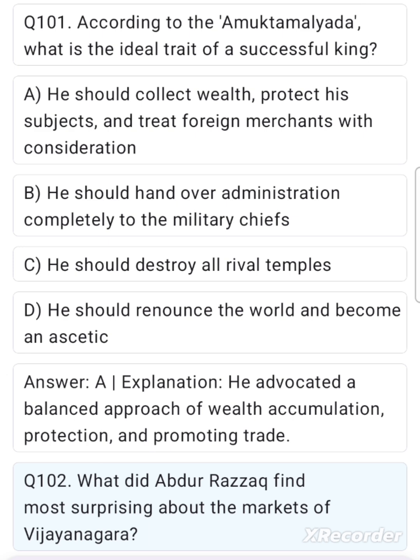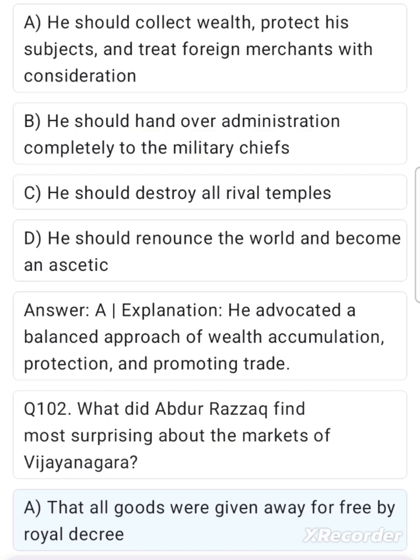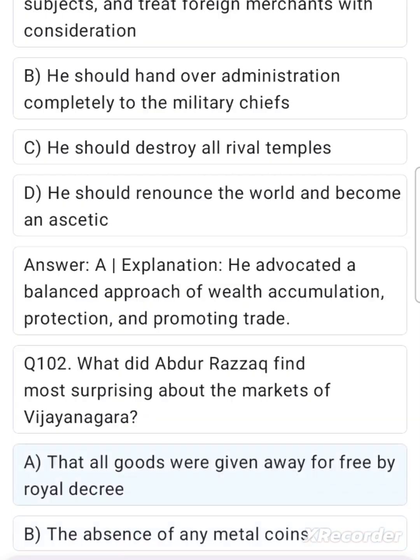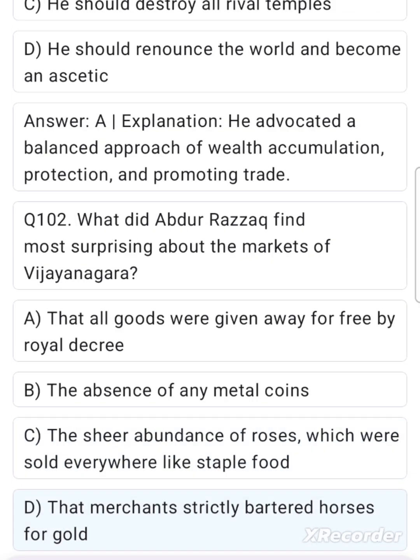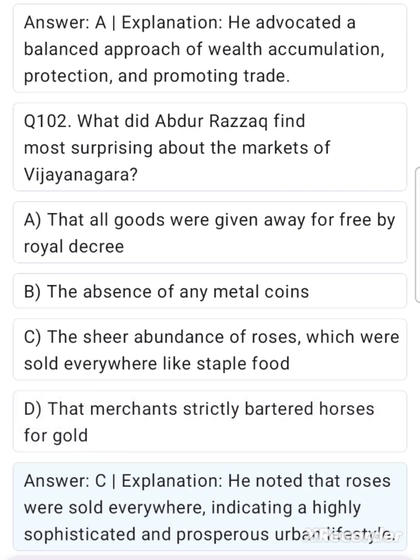Q102. What did Abdul Razak find most surprising about the markets of Vijayanagara? A. That all goods were given away for free by royal decree. B. The absence of any metal coins. C. The sheer abundance of roses, which were sold everywhere like staple food. D. That merchants strictly bartered horses for gold. Answer. C. Explanation. He noted that roses were sold everywhere, indicating a highly sophisticated and prosperous urban lifestyle.